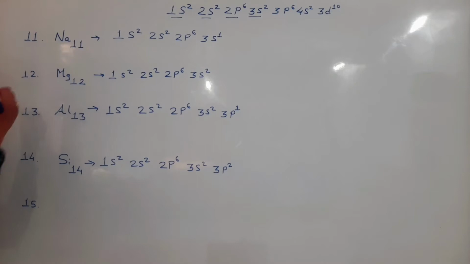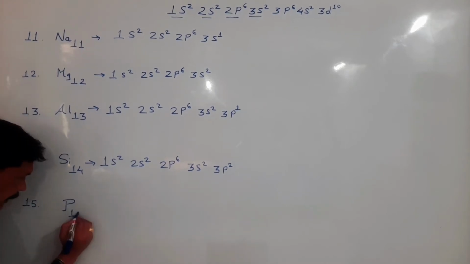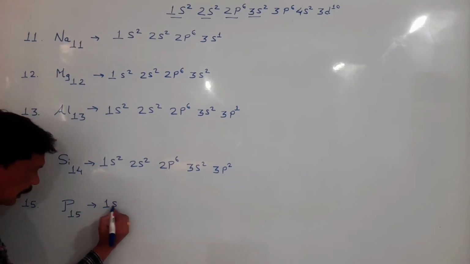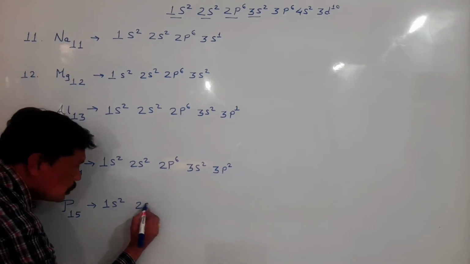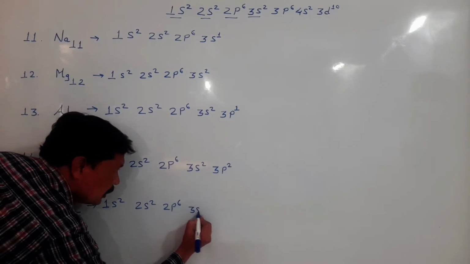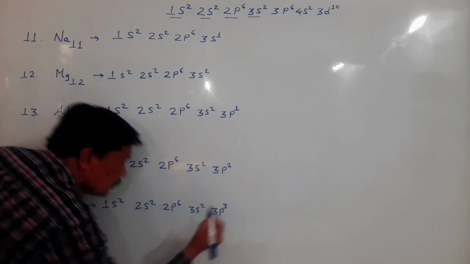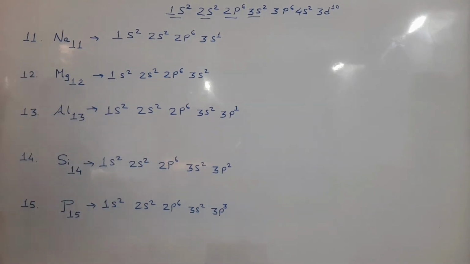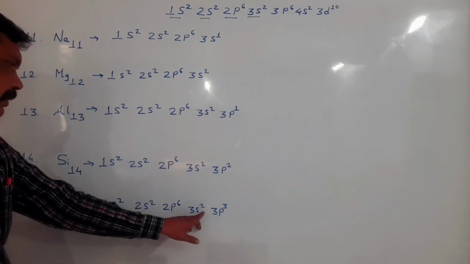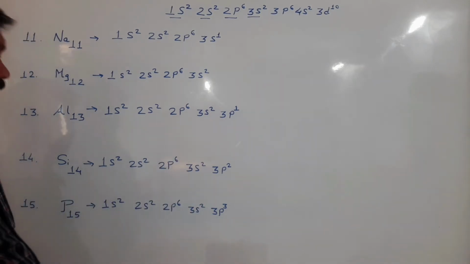Sodium, magnesium, aluminium, silicon. The next element is phosphorus and its atomic number is 15. Its electronic configuration will be 1s2, 2s2, 2p6, 3s2, 3p3. Let's count the number of electrons. 10, 11, 12, 13, 14, 15. Our electronic configuration is correct.